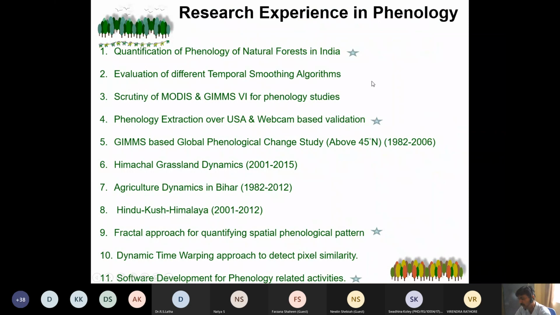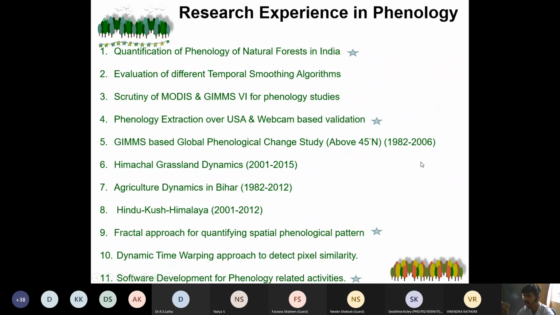What we have done in BITS: we have quantified the phenology of natural forests in India. We have evaluated different smoothing algorithms, and we have compared MODIS and GIMMS NDVI. MODIS provides data at 16-day intervals, and GIMMS NDVI is also available from 1982 onwards. We can compare how these two behave, whether they give similar results, and in which forests they do not, and why. That type of study we are also doing. Also phenology over the USA, validated using webcams.